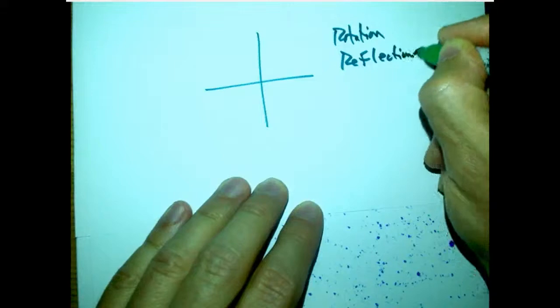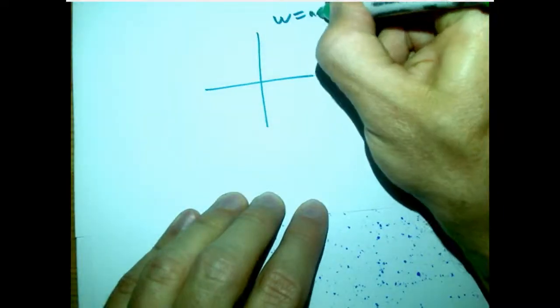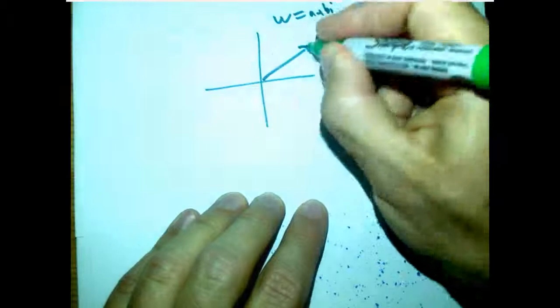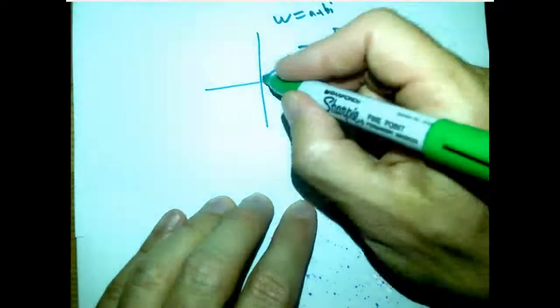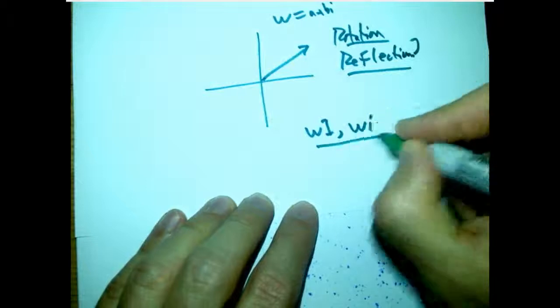Is it a rotation or a reflection? You just have to put in a couple inputs. So here's some w, a plus bi. Let's say it's here. Well, I'm just going to compare. Let's look at w1 and wi.